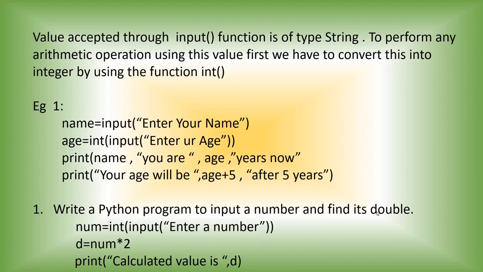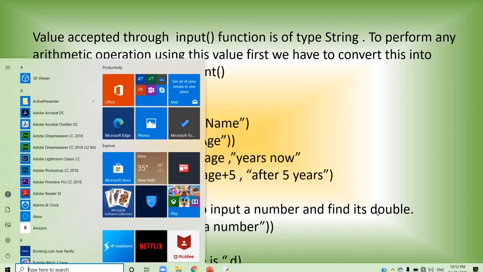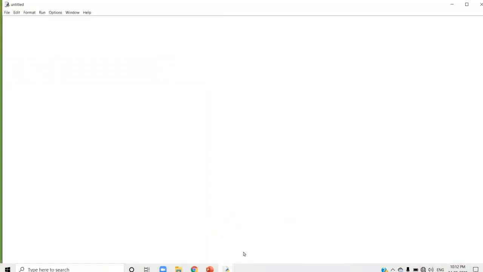To input a number means you have to accept a number. You have to accept a number using the input function and you have to find its double. Whatever you accepted, you have to find its double. So I will do that program here. Python is already open. So the question is you have to input a number, which means accept a number by using the input function.